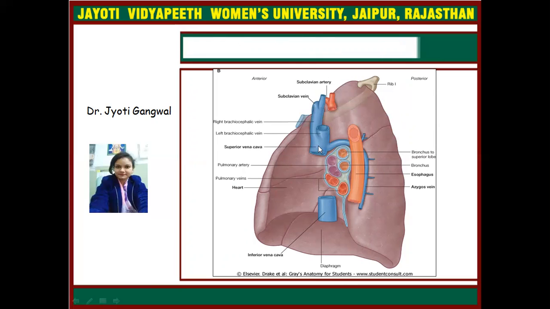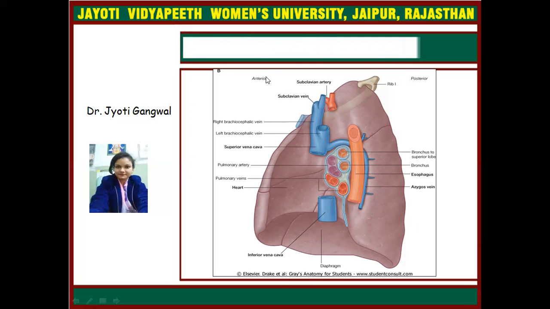This one is the superior vena cava. This is the bronchus, posterior lobe. This one is the bronchus. This is the esophagus. This is the azygos vein. This area is related to the heart. These are the pulmonary veins, pulmonary artery, left brachiocephalic vein, right brachiocephalic vein, subclavian vein, subclavian artery.